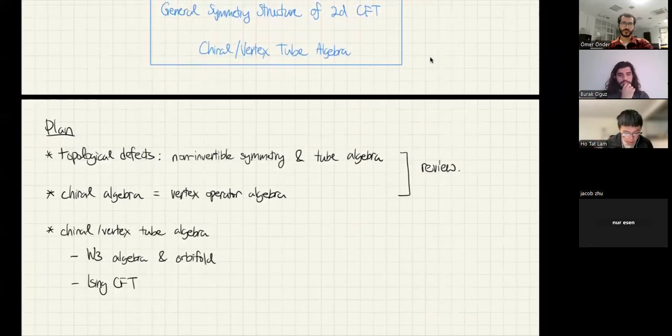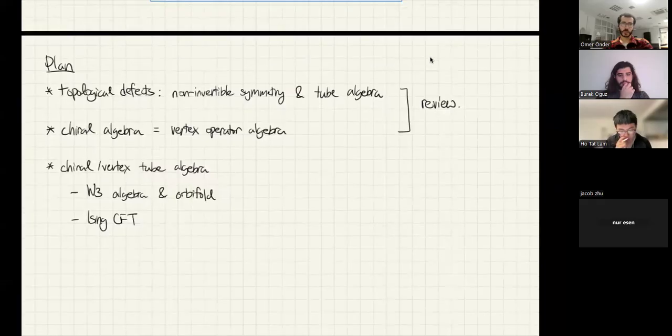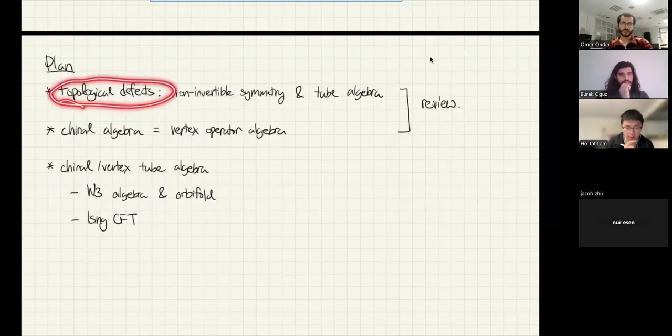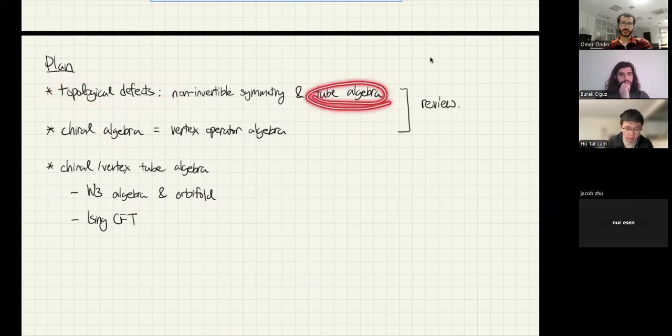Now let me say a little bit about what we're going to do. Because both of them are very important concepts, and some of them are very old but may not be familiar to everyone, the plan of the rest of the talk is that I'll spend quite a bit of time reviewing some of the concepts, and I'll also try to find connections between these two concepts. In particular, I'll discuss topological defects and introduce something called tube algebras, which are algebras that can be associated generally to topological defects. And then I'll talk about chiral algebras.